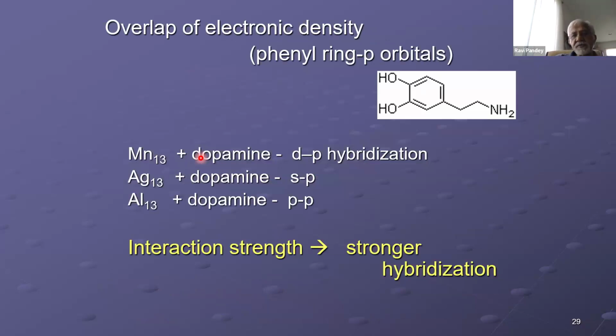So in a sense, the calculation is reaffirming the experimental observation that the manganese 13 particles strongly bind with dopamine due to this pd hybridization with the electronic cloud of the benzene. They have a really high interaction strength, and you expect the manganese level to go down because they form a very strongly bound complex with dopamine compared to either silver or aluminum.